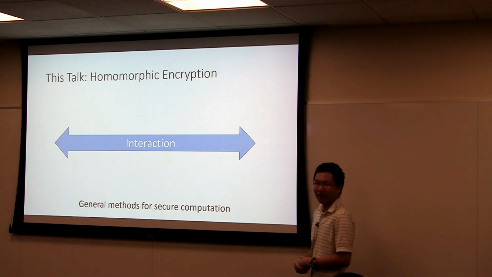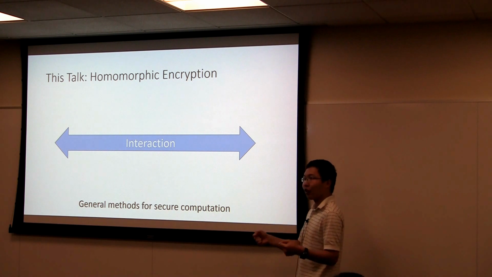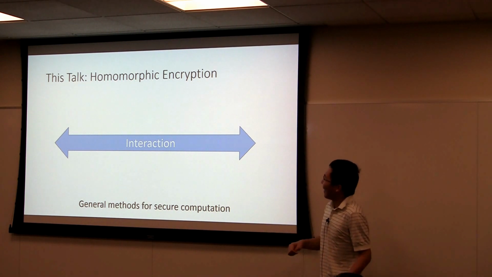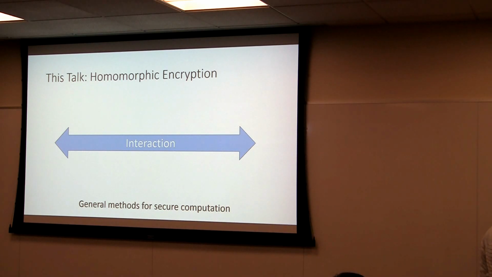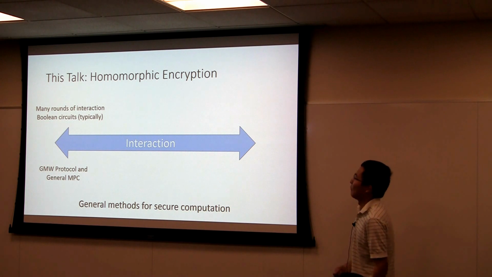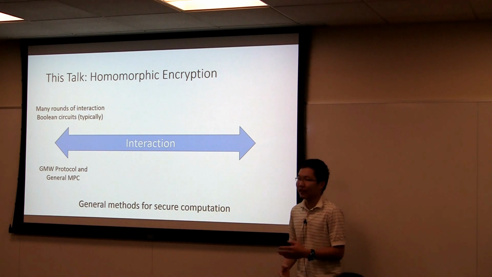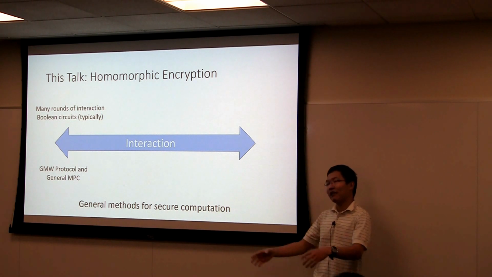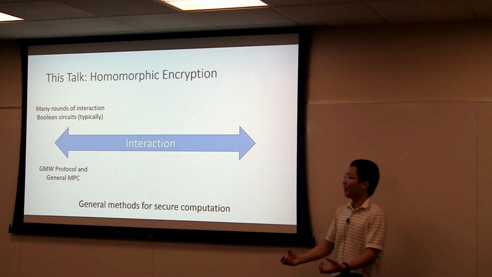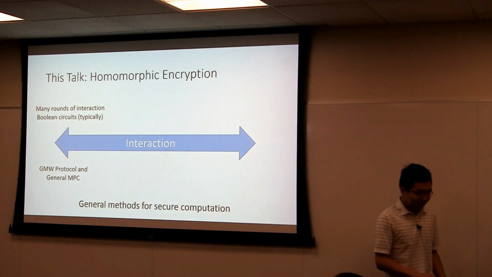And the way that I want to sort of visualize this is on a spectrum. So when we want to do secure computation in crypto, there are basically two competing ways of doing it. So on the one hand, we have the GMW protocol. We have this general multi-party computation. And these protocols are sort of characterized as having many rounds of interaction. The way that we compute is we have all the parties get together. They're going to exchange some bits of information. At the end, they're going to learn the output of the computation. And these are typically restricted to Boolean circuits.